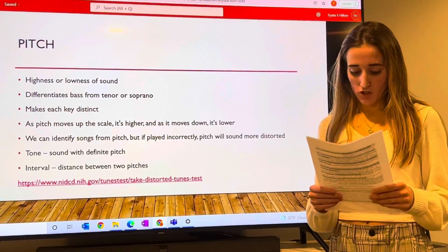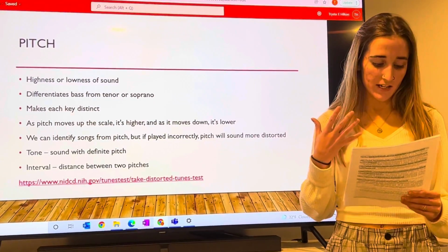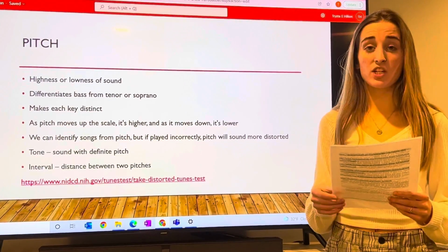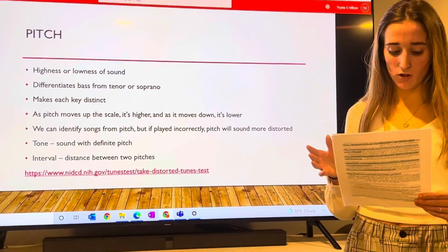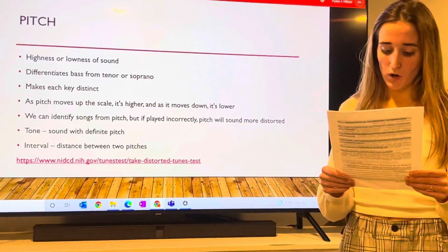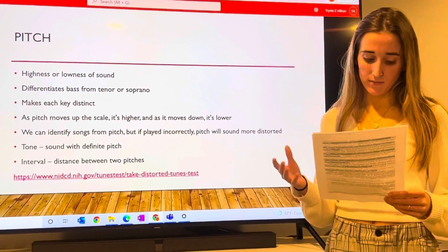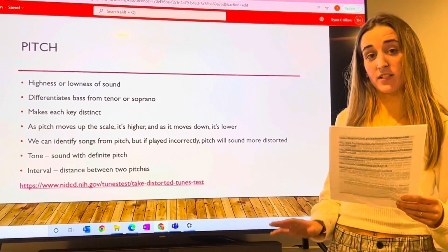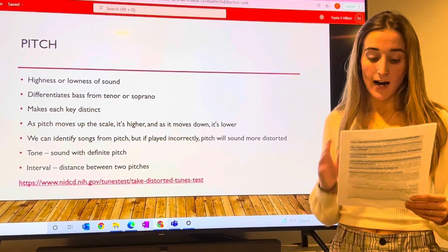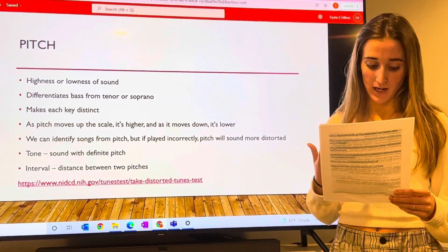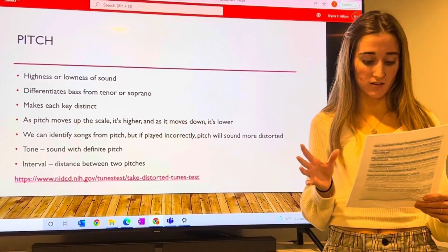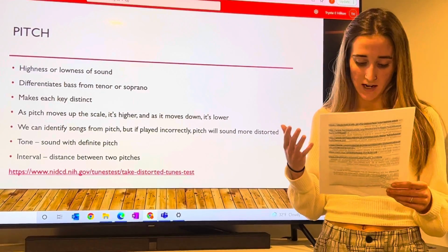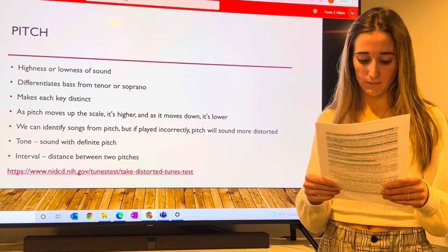Within the musical language is a sound's pitch, which is highness or lowness of a sound, determined by the frequency of vibrations. Pitch is what differentiates a bass from a tenor or a soprano, and what makes each key on a piano distinct. As the keys move up the scale, the pitch becomes higher, and as they move down the scale, the pitch becomes lower. Our ears can actually identify songs by their pitch, but if a familiar song is played incorrectly, the pitch will sound distorted, and our familiarity with the intended pitch alerts us of its distortion.